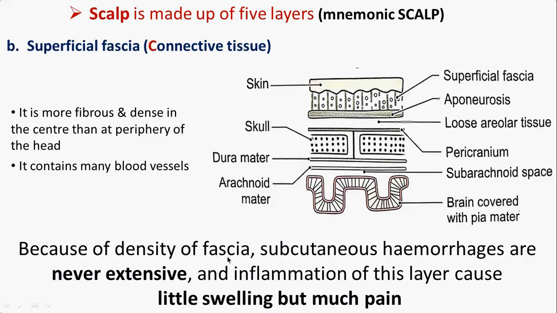Because of the density of the fascia, subcutaneous hemorrhages are never extensive, but inflammation of this layer causes little swelling but much pain. Okay, it gives much pain and less swelling, because of the density of the fascia in this layer.